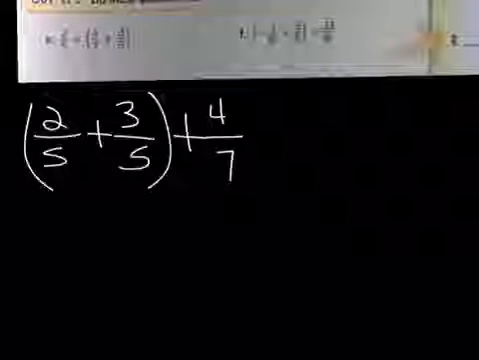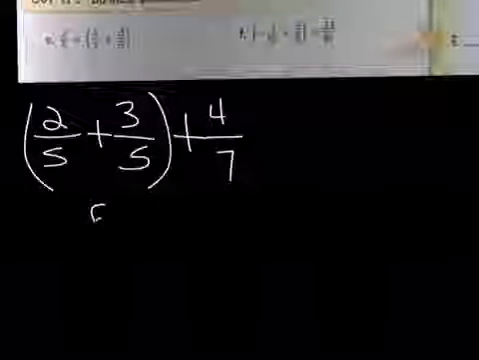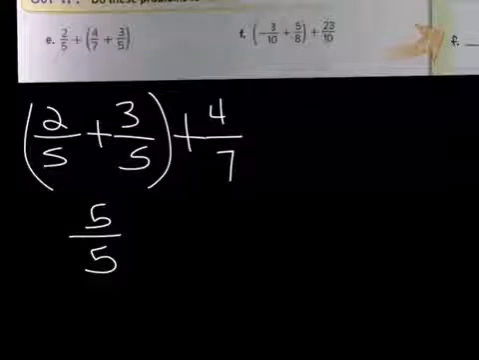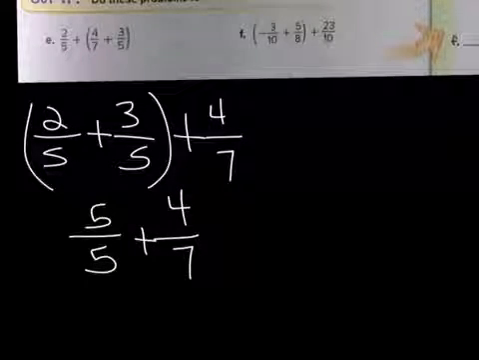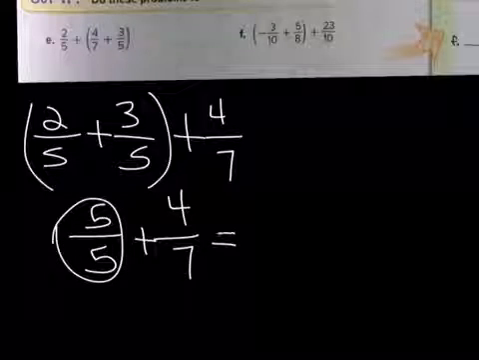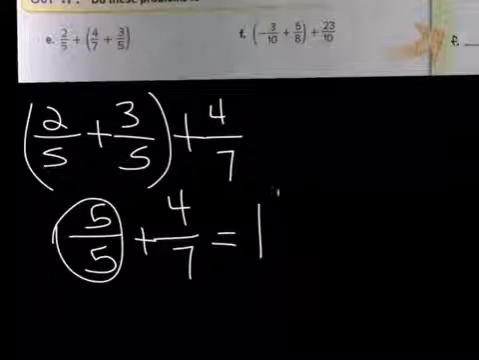I see that I have 2/5 and I have 3/5 here. Let's group those two together. I have 2/5. Okay, so I've grouped those, and I know that this is going to give me 5 out of 5, plus 4/7. Now don't forget that this is 1, so that's going to equal 1 right there, and 4/7.